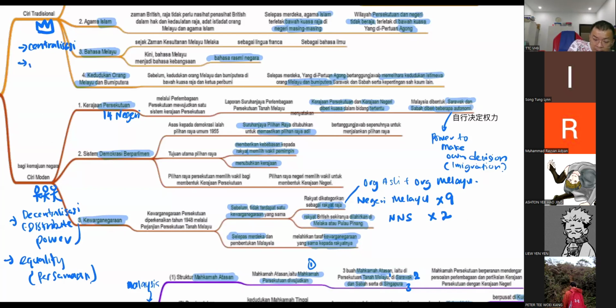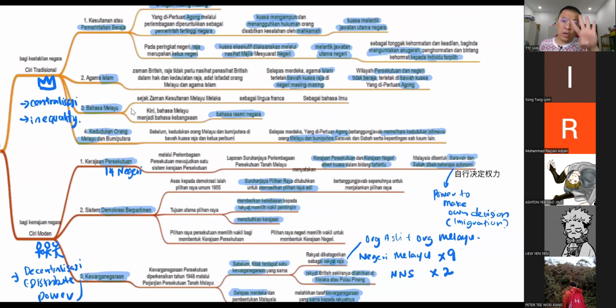And inequality. Can you see inequality? Malay special rights, inequality. Okay, inequality. So Malaysia got 4 above everything: the king, Islam, BM, kedudukan istimewa.